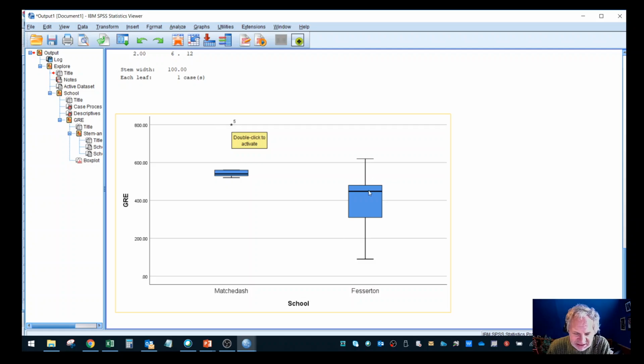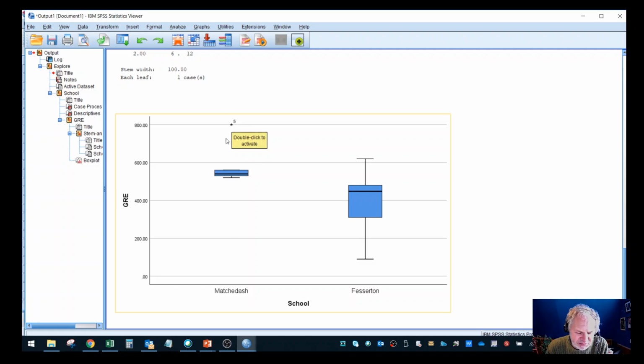My Fesserton data is slightly skewed, negatively skewed. I can see here that if everything was right, the median value would be halfway and would divide this box in half. But it's up at the top, and there's a stretch to this box on the downward way, and my whisker is a bit longer on the lower end than the top end. So I've got a slightly negative skew to my Fesserton.